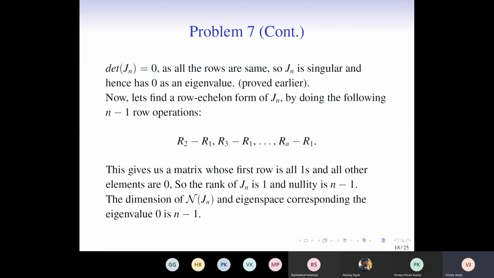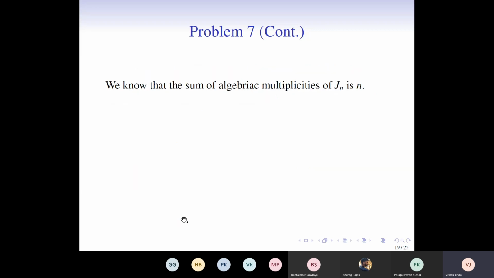It is basically the set of all vectors v such that Jn of v equals 0, which is nothing else but the null space of Jn. So the dimension of the null space of Jn is the same as the dimension of the eigenspace corresponding to eigenvalue 0, which is n minus 1. So now we'll use some interesting results.